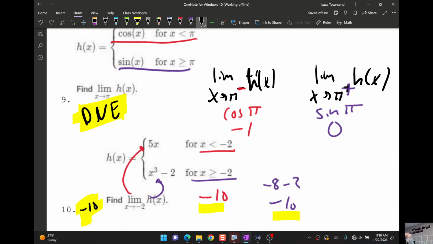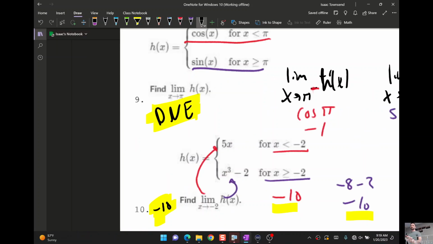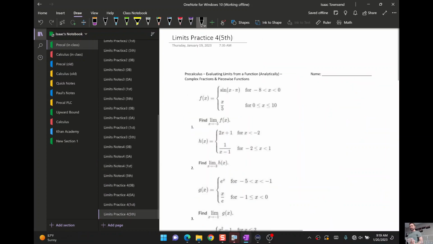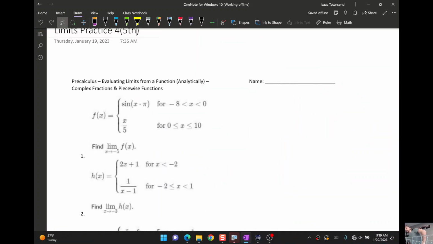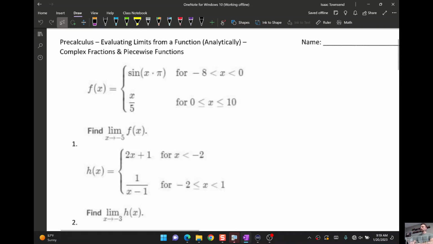Okay, flip over to the other page, and I wanted to do just one more with you. I felt like there was one more that kind of stood out as being unique. And then we'll have you practice, and then I do have one assignment I want you guys to turn in today, and I'll remind you what that is after we go over this.